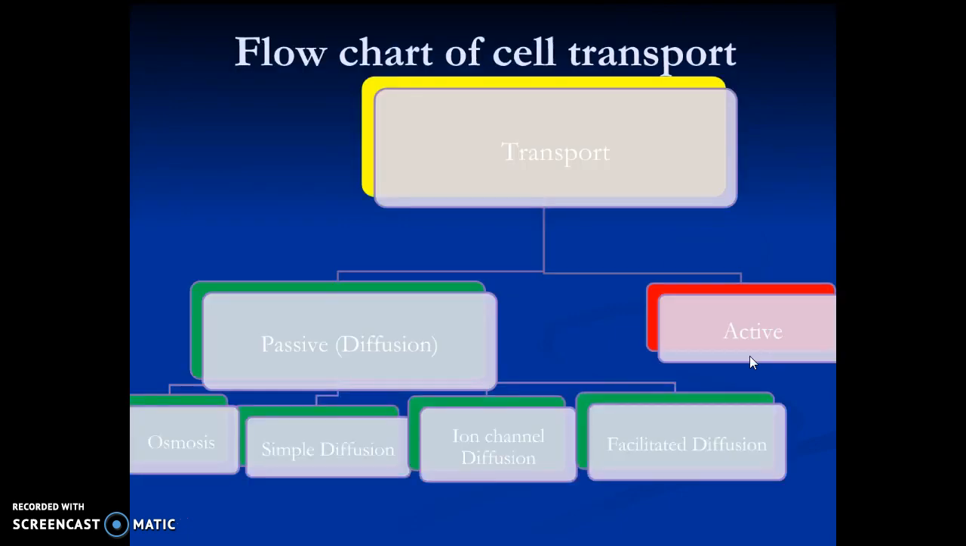Go ahead and record this flow chart here to kind of review what we've done. We talked about transport. And then there are two types, passive and active. The types of passive transport I just went over in order would be simple diffusion, and then osmosis, ion channel diffusion, and facilitated diffusion. So that's all the notes for passive transport. Next would be on to active transport, which we will cover another time.